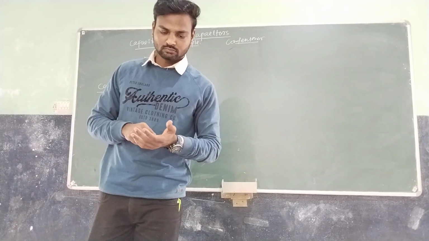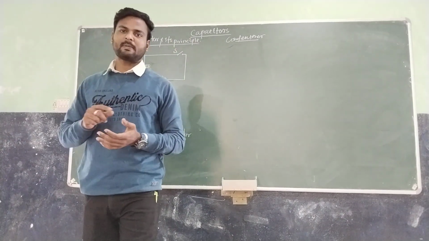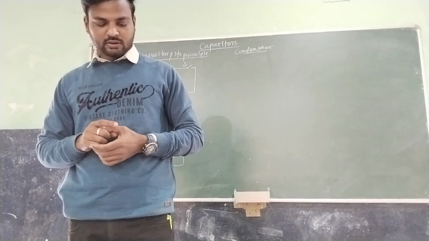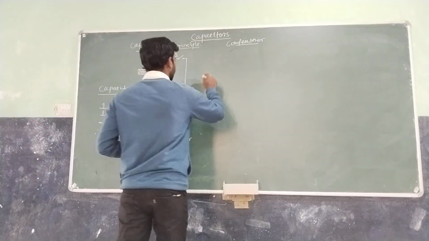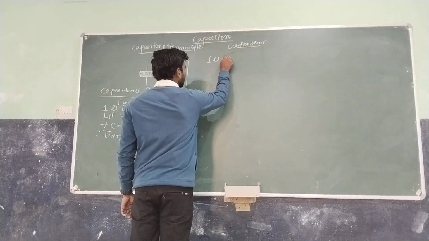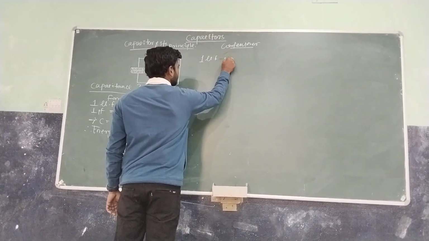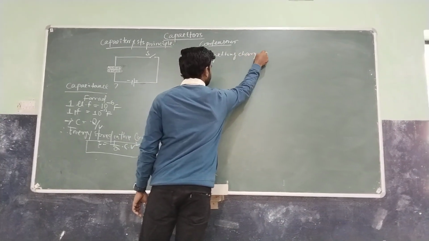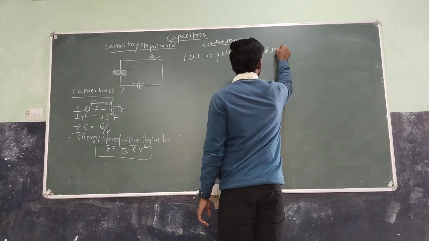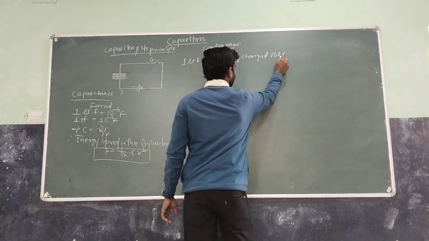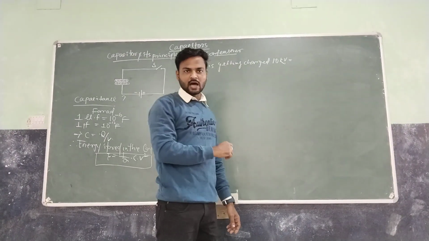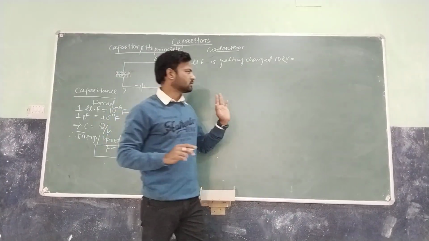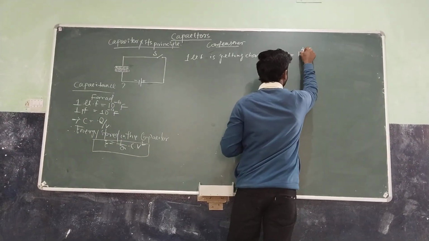Okay, so there is a problem. A condenser or capacitor having a capacity of 1 microfarad is charged to 10 kilovolt. So 10 kilovolt is equal to how many volts? As you know, 1 kilovolt is equal to 1000 volt. So 10 kilovolt is equal to 10,000 volt, or 10 to the power of 4 volts.